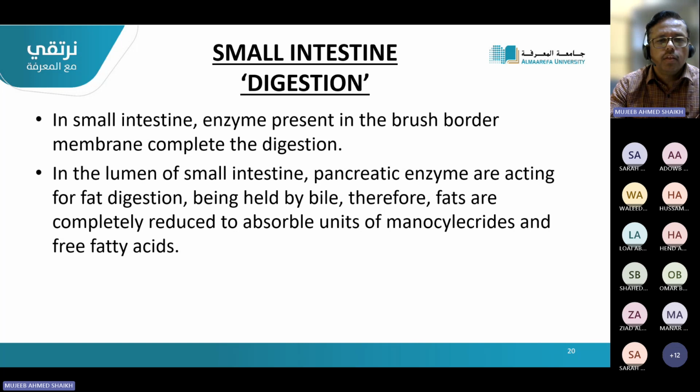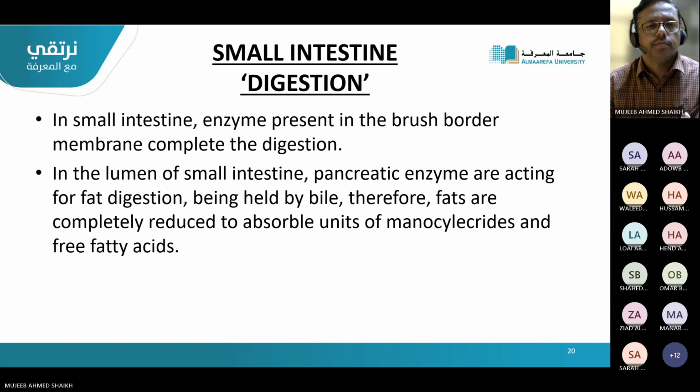In the lumen, you will not find enzymes for digesting carbohydrate or protein. You will find only pancreatic lipase, which is secreted from the pancreas. It is present in the lumen. So fat digestion will take place in the lumen, whereas carbohydrate and protein digestion will take place here at the brush border.